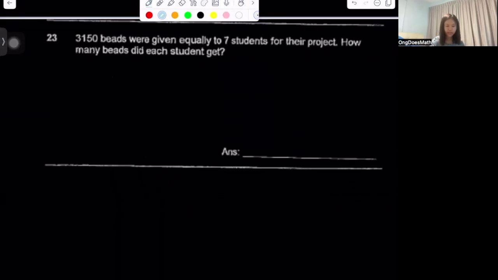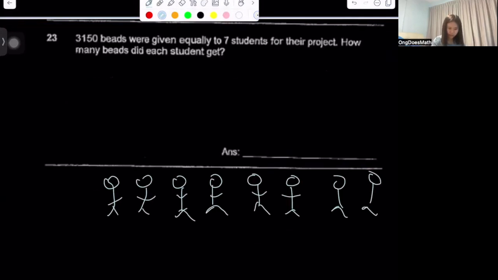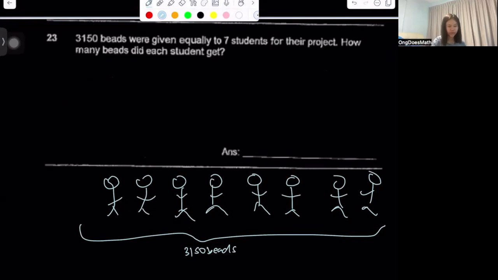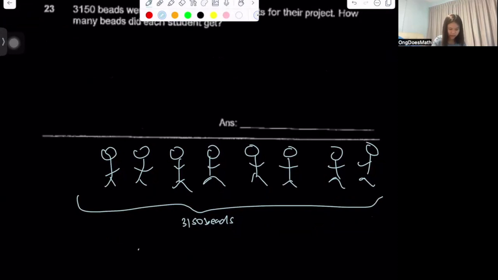3150 bits were given equally to 7 students for their project. How many bits did each student get? So we have 7 students. In total, they have 3150 bits to share among them. And since the bits are supposed to be given equally, so each student is supposed to receive the same amount, right? So one student or 7 students is 3150 bits. So which means one student will receive 3150 divided by 7. Good. So answer should be 450.